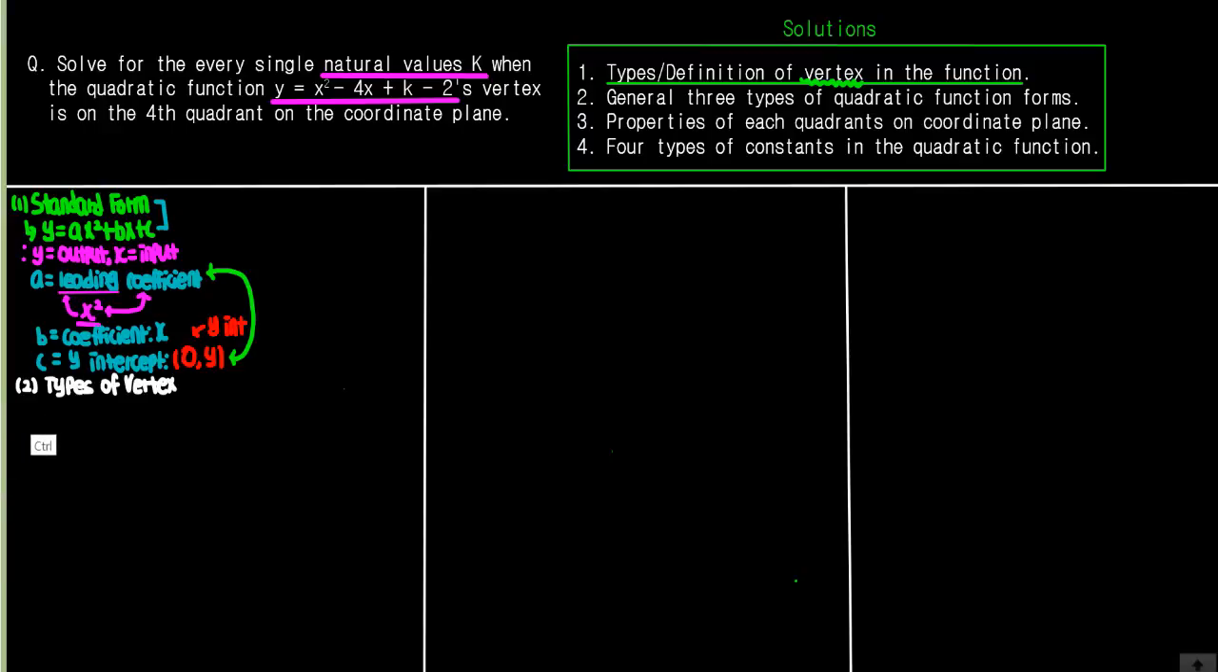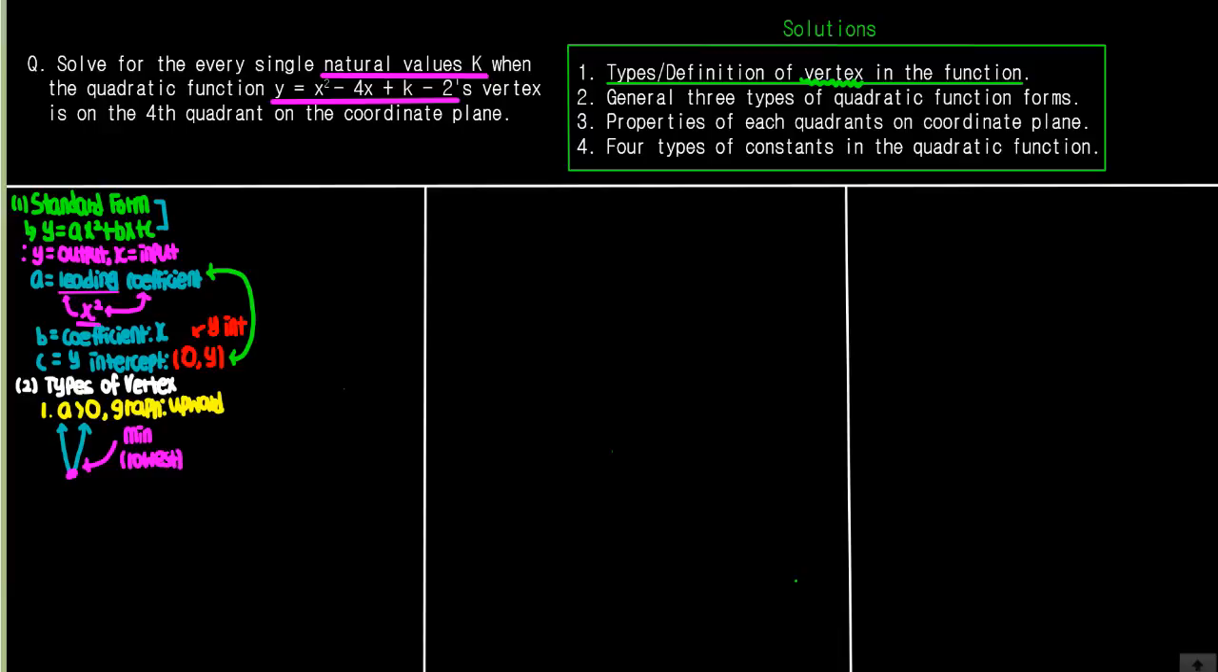In the first case, the type of our vertex applies when our a value, our leading coefficient, is greater than 0, which means it is a positive value, and the graph of our quadratic function opens upward. For example, it will look something like this, continuing upward and containing the most important point in the quadratic function, which is its minimum, or what we call the lowest point of the quadratic function.